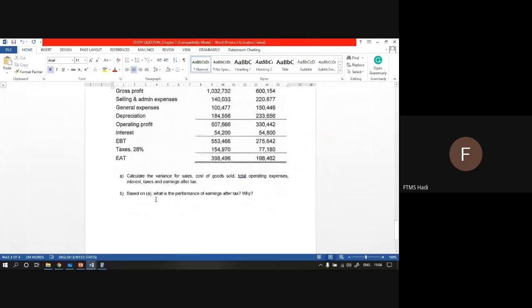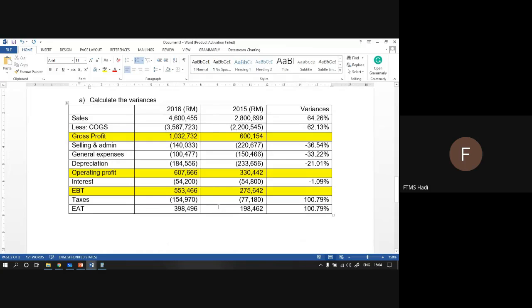And then based on A, what is the performance of earnings after tax and why? So to answer question B, you need to look at based on A. Okay, you can say that the performance for 2017 is improving from year 2016 by 100.79%.